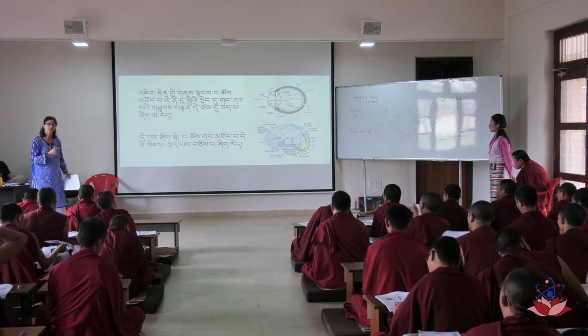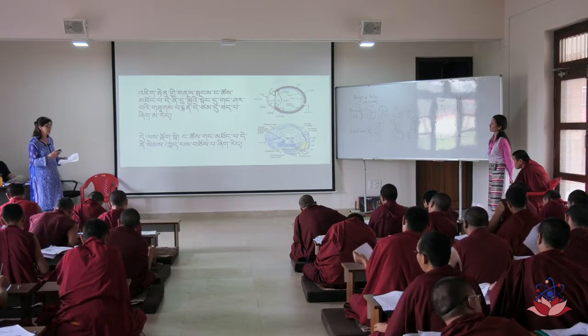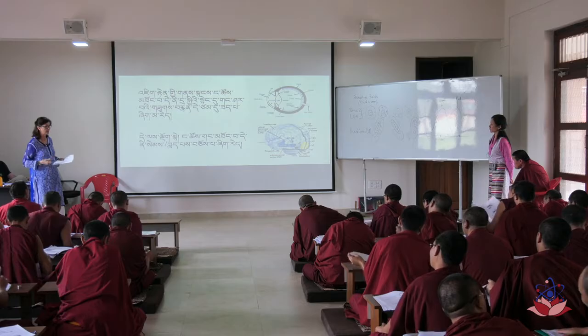So, just to summarize, our perception of the world is not simply the image projected onto the retina, but rather it's constructed through the neural circuits in the visual system. And that relies on previous experiences and memories, as well as the information coming from the retina.